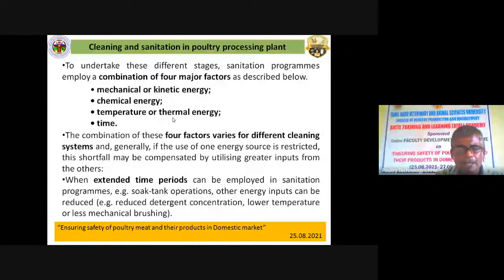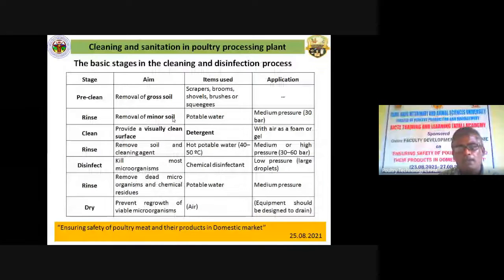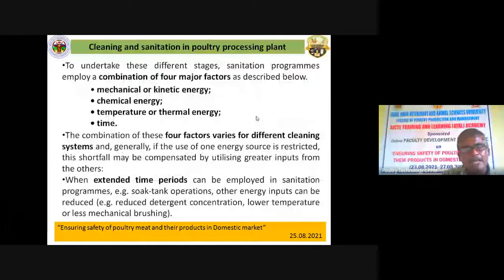For example, while using potable water, we are using a temperature of 40 to 50 degrees centigrade. While applying potable water, we are applying it at a particular pressure. Especially the temperature comes under thermal energy. For example, as I told you, if you increase the temperature, it will cause denaturation of protein, and that soil gets strongly linked to the surface. Then it will be difficult to remove.